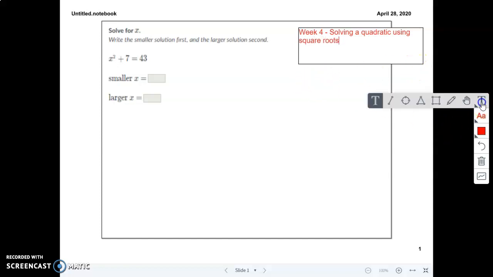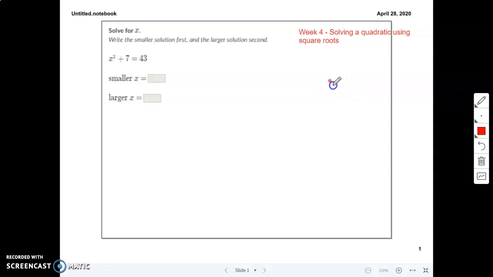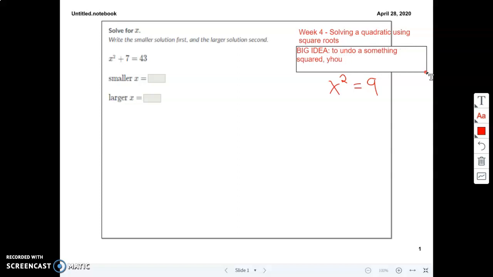Okay, and the big idea is that when you have something and you square it, like let's say you have a little equation x squared equals 9, and you want to undo a squared, you take the square root. So that's the big idea: to undo a something squared, you take the square root.